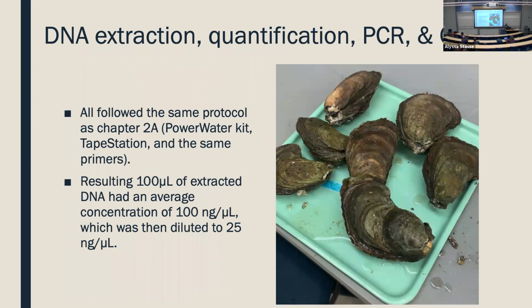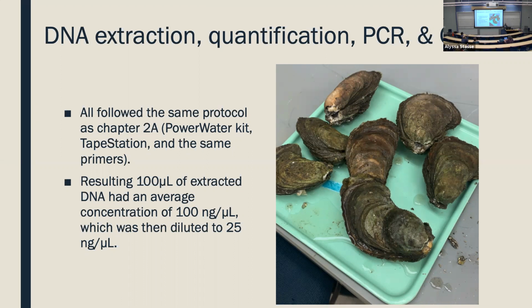I used the DNA extraction, quantification, PCR, and QC-PCR, all the same way that I did in the previous study. So for chapter 2A, I used the power water kit to extract the DNA. I used the tape station to quantify the DNA, and I used the same primers to run the PCRs and the QC-PCRs. The only difference is that these samples had more DNA than the water samples did, which makes sense because it was coming straight from the oyster compared to a whole water sample.